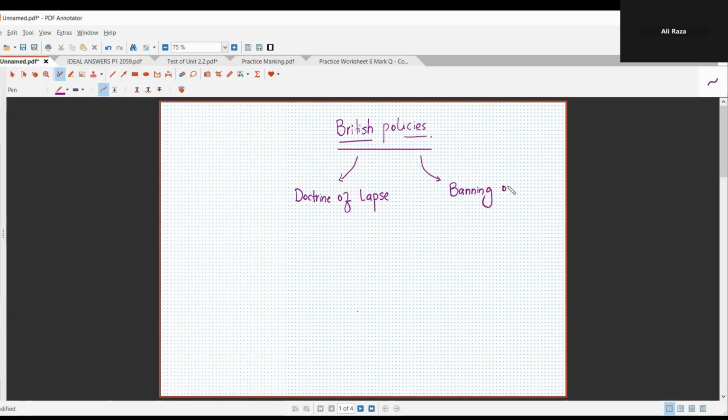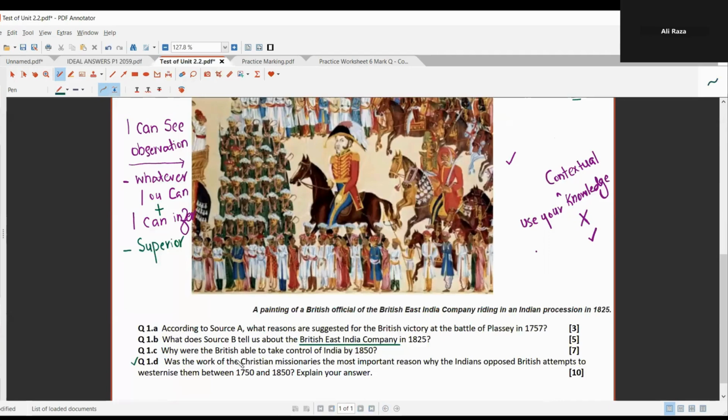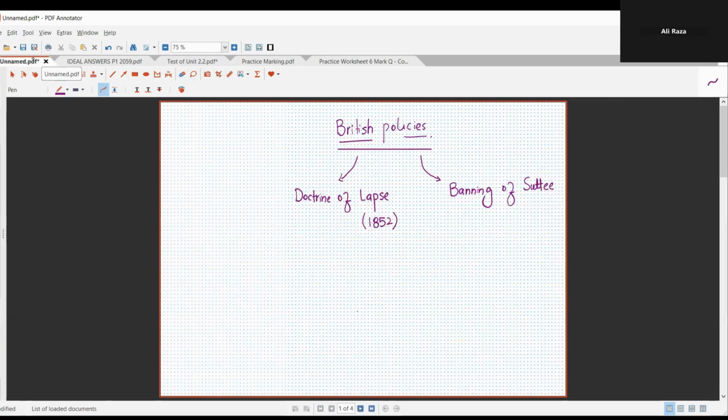Now, banning of sati is a very important reason. जो जैनब ने हमें बताया doctrine of lapse, that is also an important reason, but this was introduced in the timeline of 1852. अगर हम बात करें regarding the question that we have discussed, so उसमें हमारे पास जो timeline थी that was between 1750 to 1850. तो ideally हम इसमें बस doctrine of lapse की बात नहीं कर सकते, although it is a British policy.